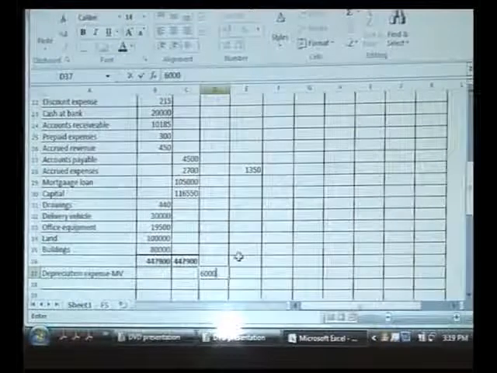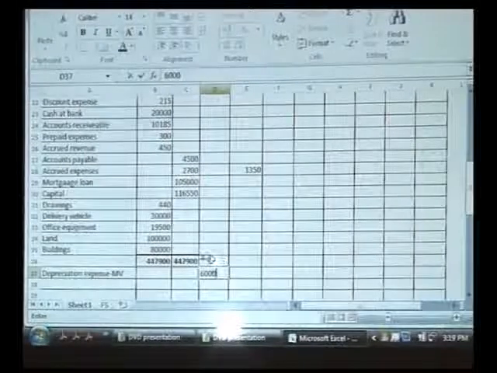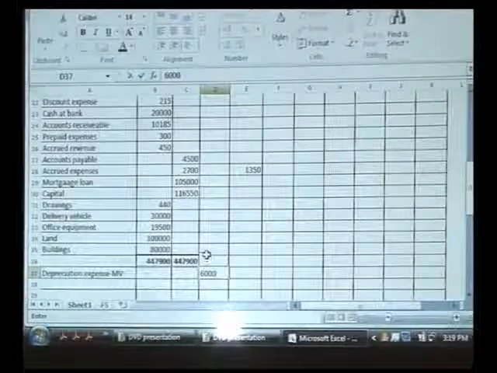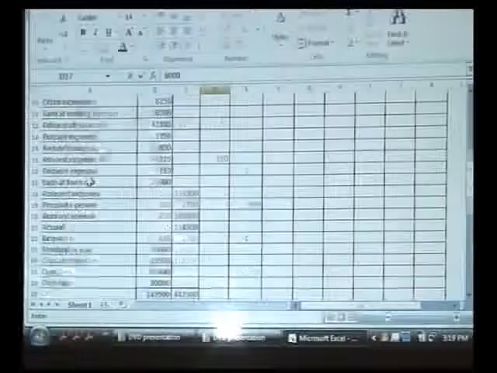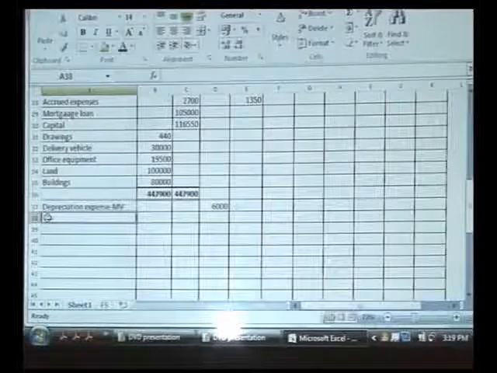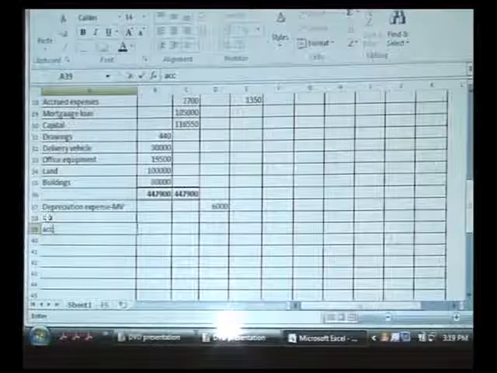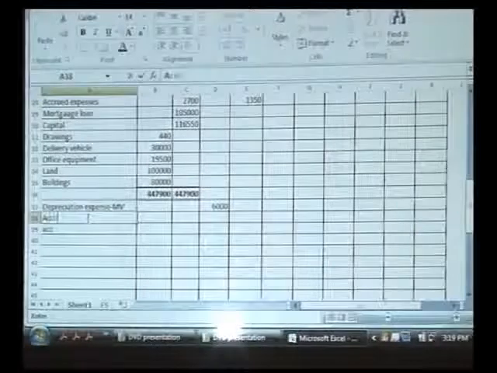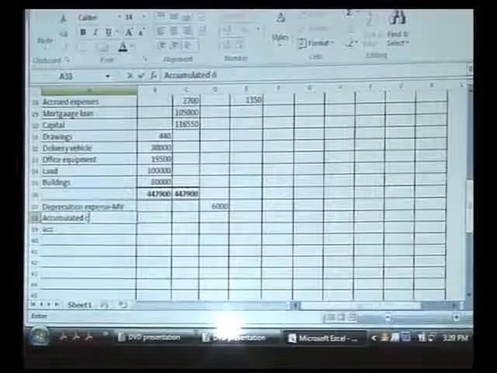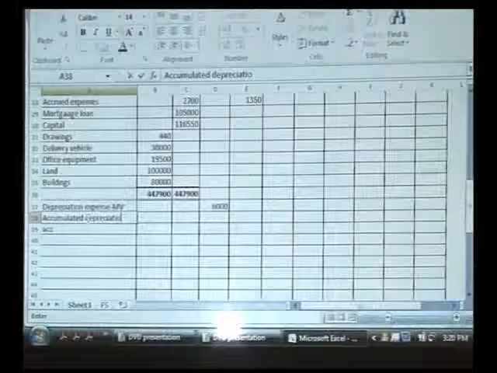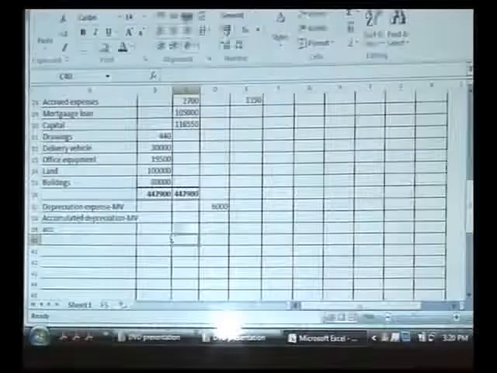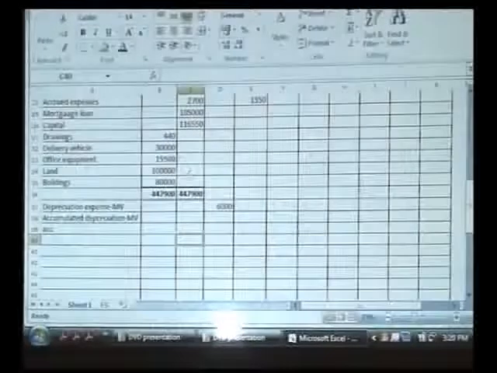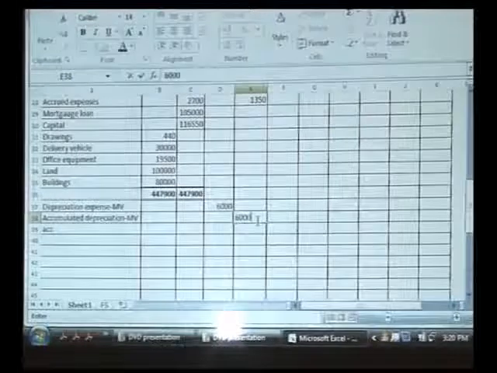and then check whether the accumulated depreciation of motor vehicles is there in your trial balance. Sometimes it appears in the trial balance, sometimes no, but in this trial balance no. So therefore create accumulated depreciation, motor vehicles account. Credit 6,000.